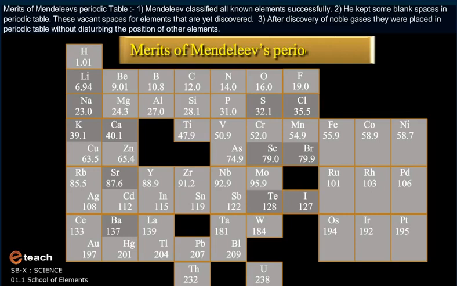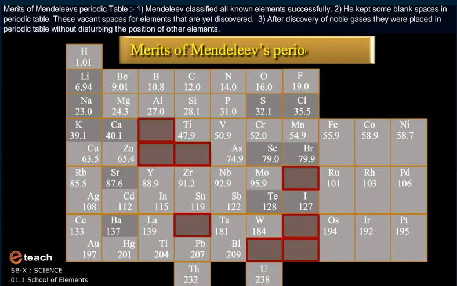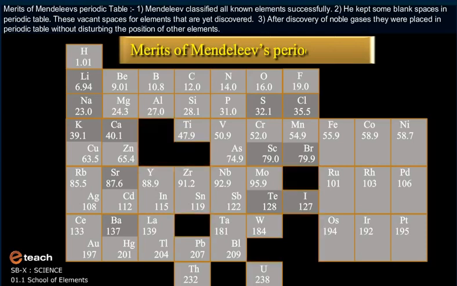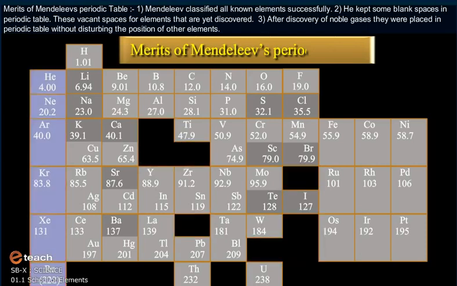Merits of Mendeleev's periodic table. 1. Mendeleev classified all known elements successfully. 2. He kept some blank spaces in the periodic table. These vacant spaces were for elements yet to be discovered. 3. After the discovery of noble gases, they were placed in the periodic table without disturbing the position of other elements.